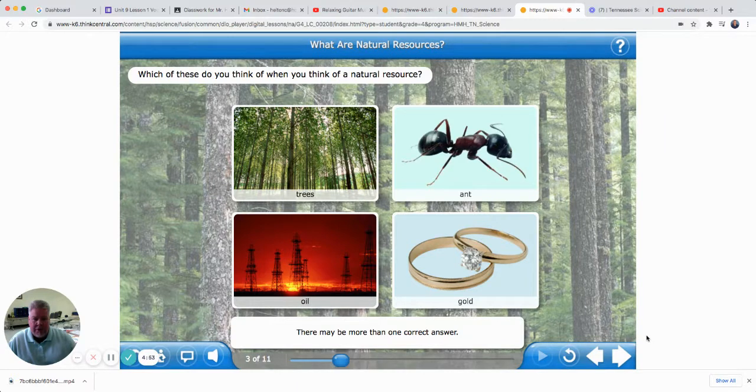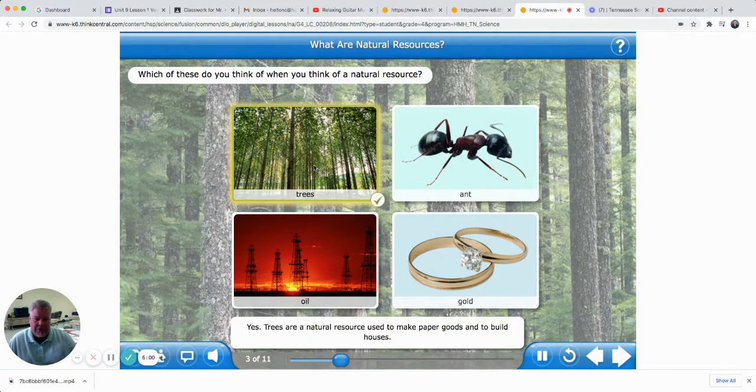All right, so which are natural resources? Are trees a natural resource? Sure, it's something found in nature that we can use. Yes, trees are a natural resource used to make paper goods and to build houses.